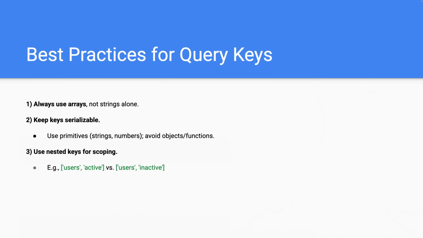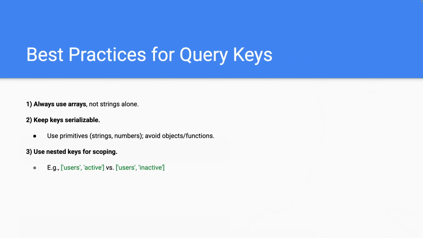And the second important thing is always keep the keys serializable. So use primitives like strings and numbers, and avoid complex data structures like functions and objects because they are not serializable. And also use nested keys for scoping.